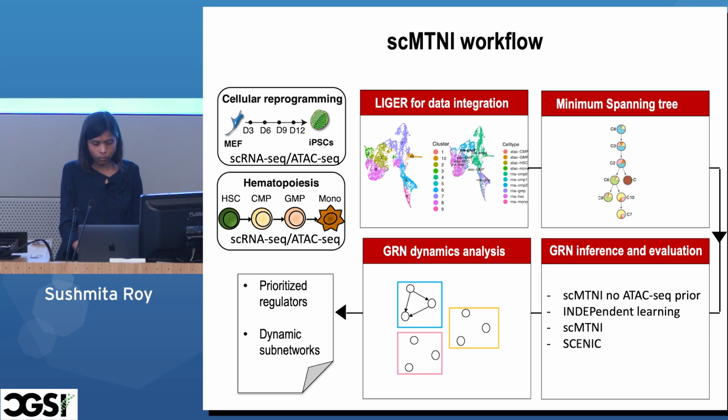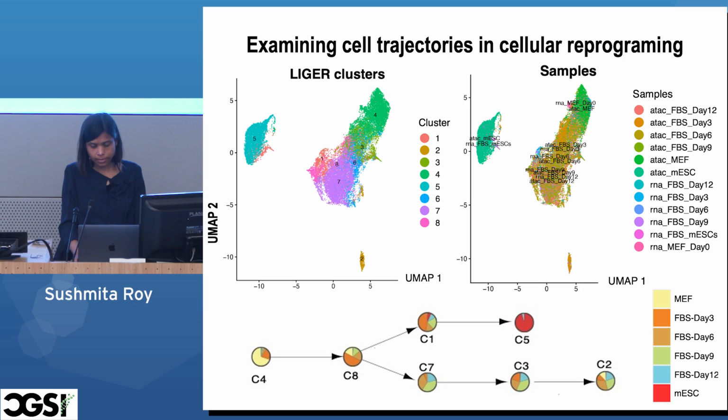So here's a simple workflow. We've applied this framework to cellular reprogramming, where we have our own ATAC and also a published data set for hematopoiesis. We used the LIGER method to integrate single-cell RNA-seq and ATAC-seq. The output is, for every cell cluster, we have RNA and ATAC matched up. Then once we have cell clusters, we used a simple minimum spanning tree approach.